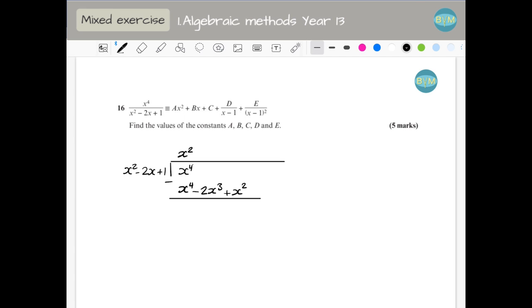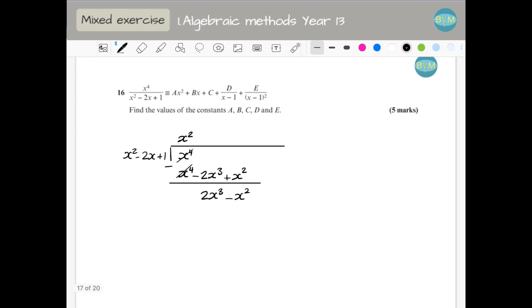So x to the power of 4 minus x to the power of 4 is 0. And then 0 minus minus 2x cubed is positive 2x cubed. 0 minus x squared is minus x squared. We can divide more. So 2x cubed divided by x squared is 2x, so plus 2x. We multiply again and write underneath. So 2x times x squared is 2x cubed, 2x times minus 2x is minus 4x squared, and 2x times 1 is positive 2x.